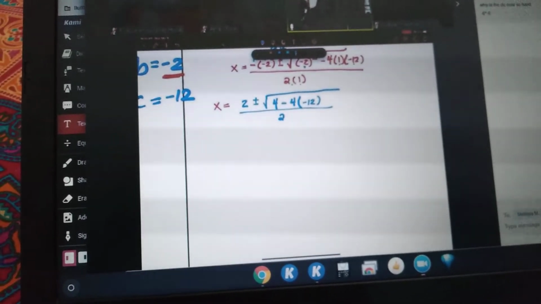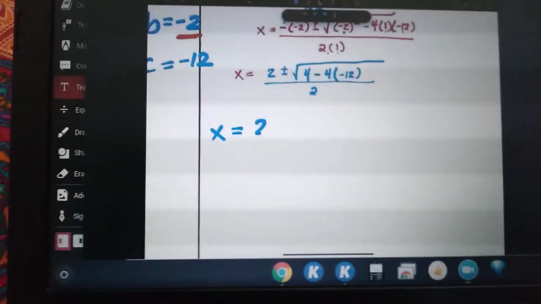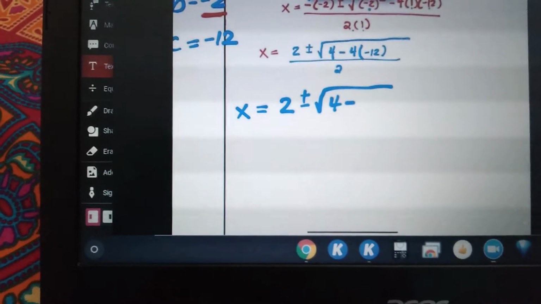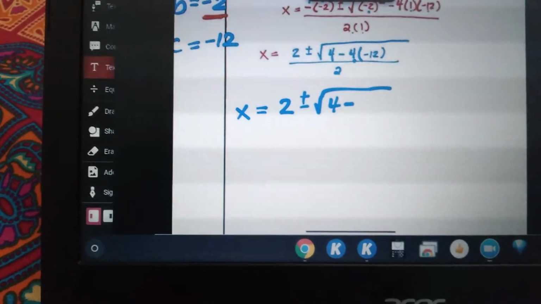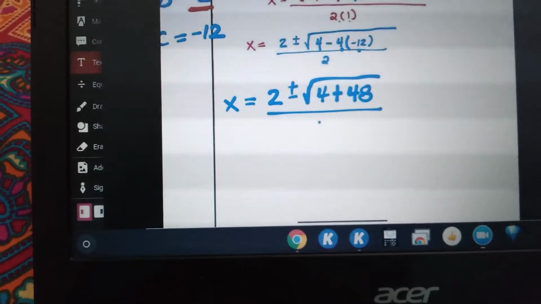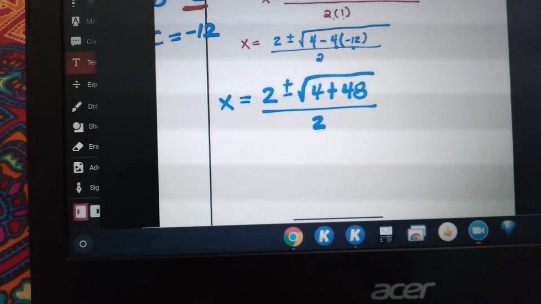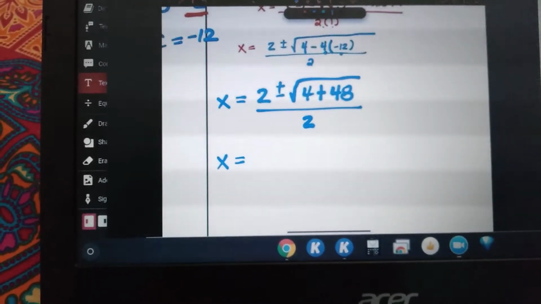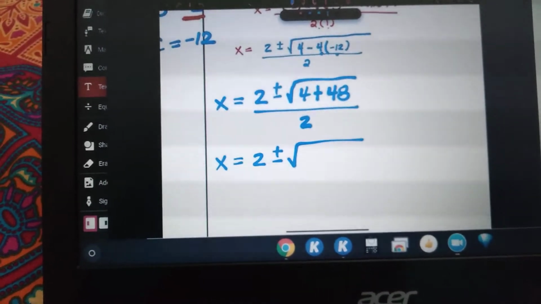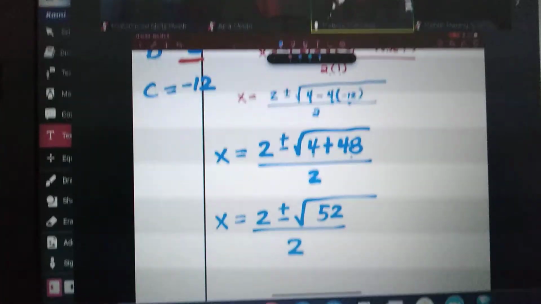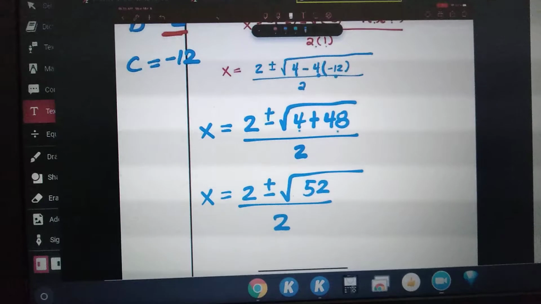So now I have x is equal to 2 plus or minus radical 4, well, minus positive 4 times negative 12 gives me a positive 48 all over 2. Everybody with me? Good. Okay. So now x is equal to 2 plus or minus the square root of 4 plus 48, which is 52, over 2. Everybody understand? So this is my answer, but what can I do?